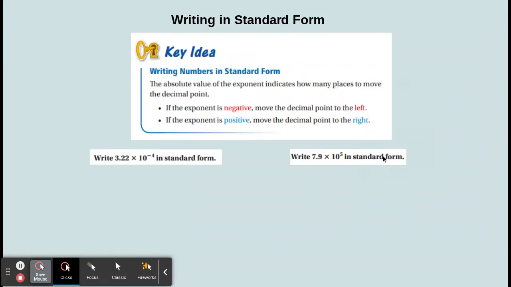The other way, we can go backwards. We can start with scientific notation and then write our number in standard form. When we do that, if our exponent is negative, then we want to move our decimal point to the left. If our exponent is positive, then we want to move the decimal point to the right. So we're going to do 2 examples here.